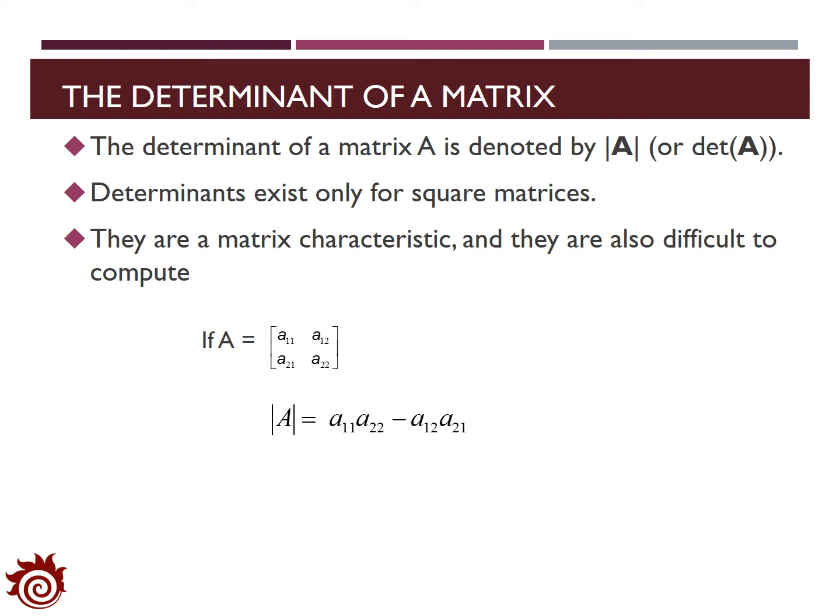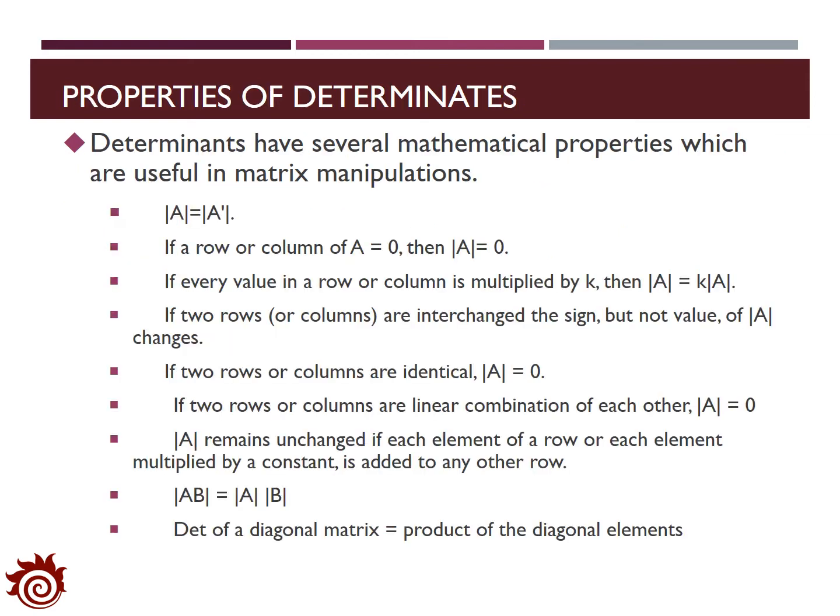But for a simple low-dimension square matrix, such as a 2 by 2 matrix, we can calculate the determinant as |A| equals A11 times A22 minus A12 times A21. In these slides, I list some properties of determinants, and they are very useful for matrix operations. It will be better for you to remember all of them for future studies.